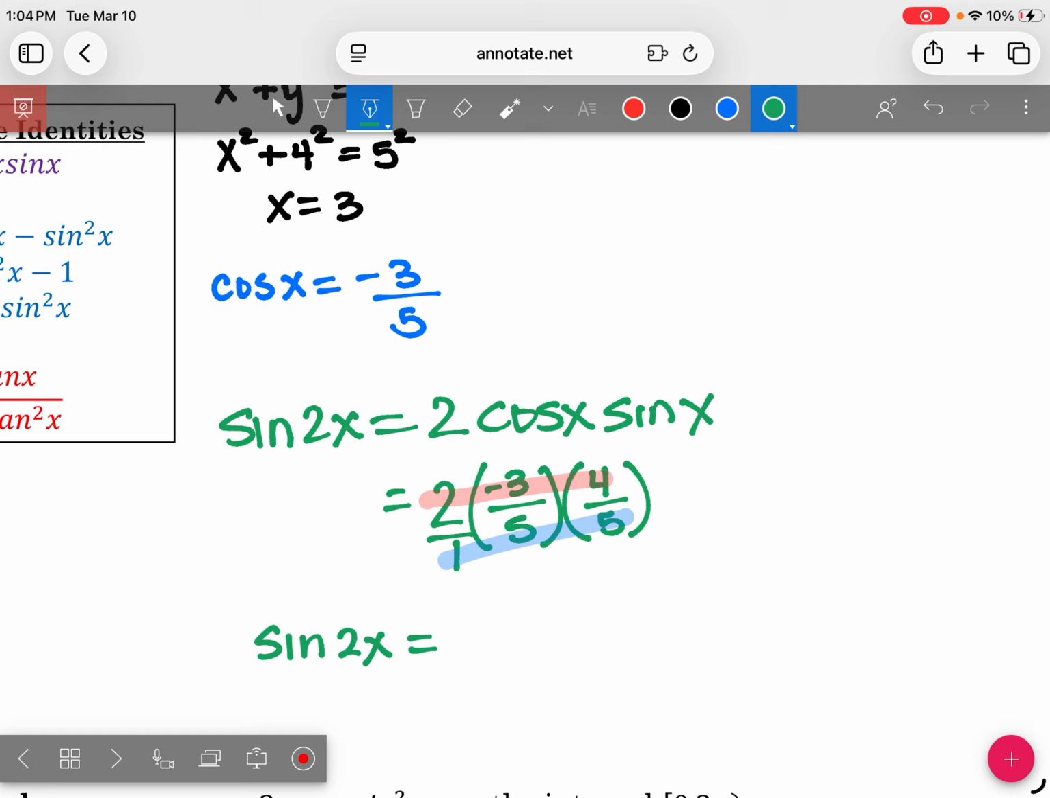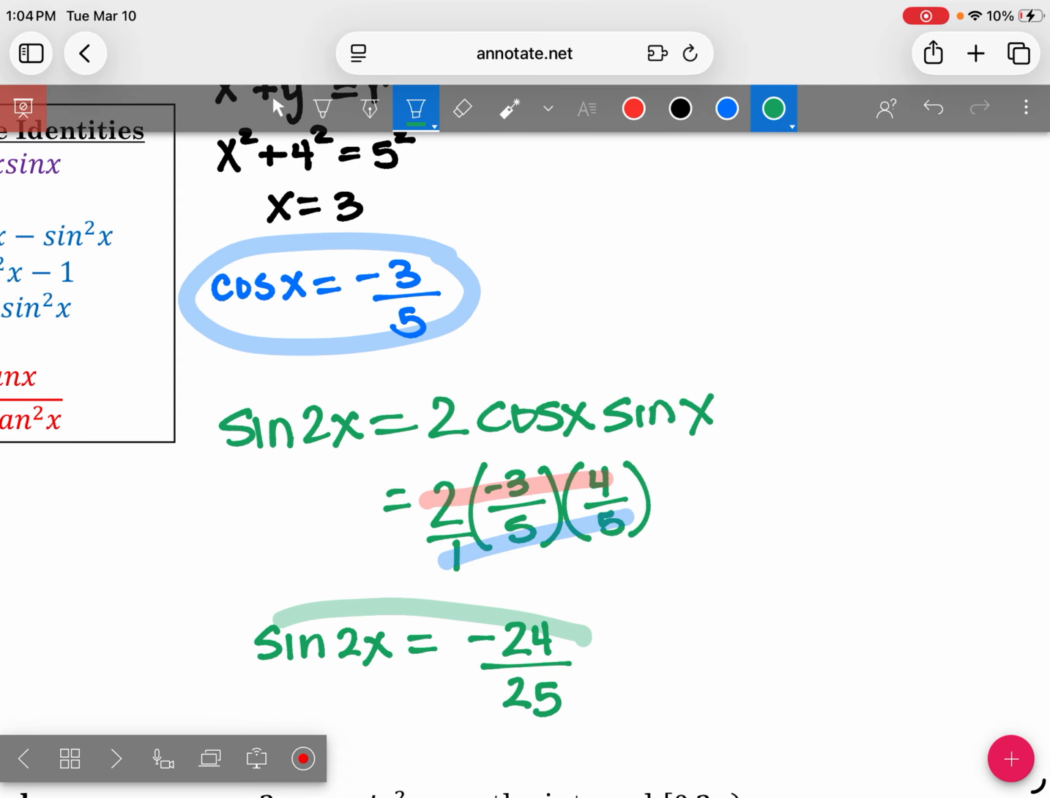So what is 2 times 3 times 4? 2 times 3 is 6. 6 times 4 would be a negative 24. 1 times 5 is 25. So who got that answer? Good job. So we have our cosine. Then we have our sine double angle.